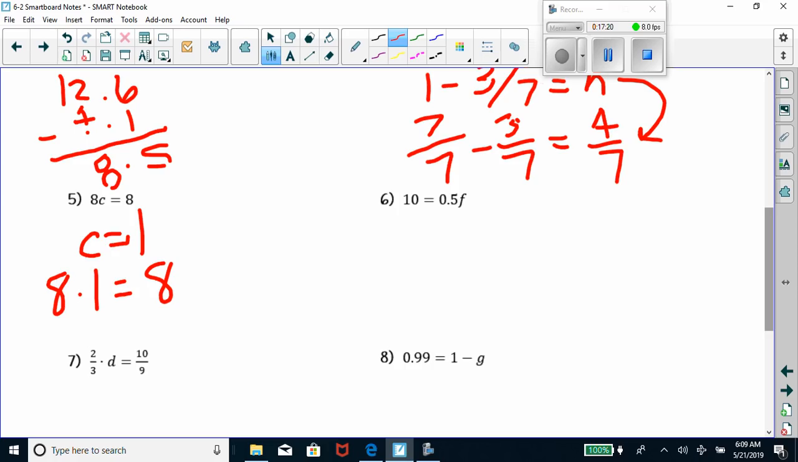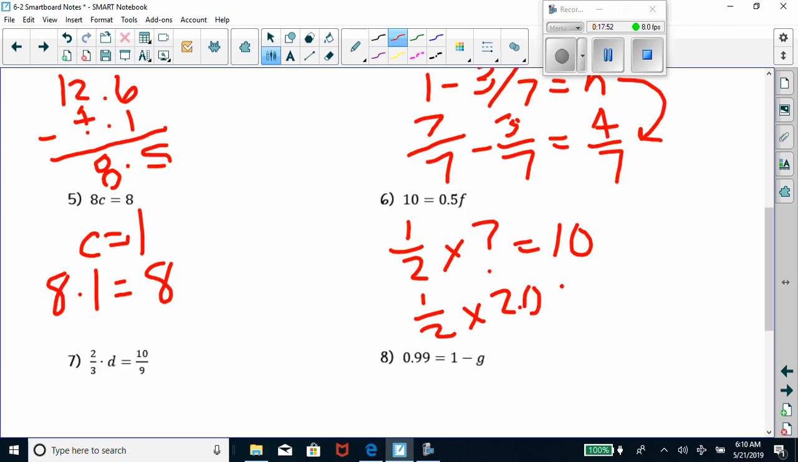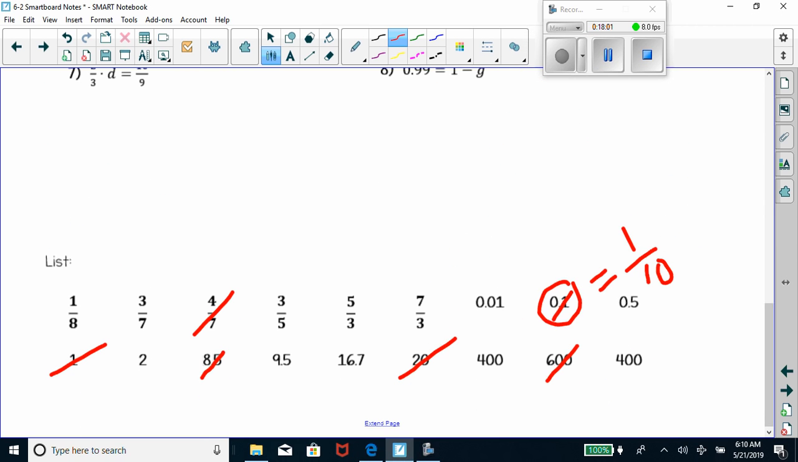How about number 6. 10 equals 0.5 times f. So if you think about it, 0.5 is 1/2. So 1/2 times some number equals 10. Well, 1/2 of what number is 10? Most of us just intuitively know that 1/2 of 20 is equal to 10. So I think that f is going to be 20. Let's go down and look at this. Is it 20? Yeah, there we go.